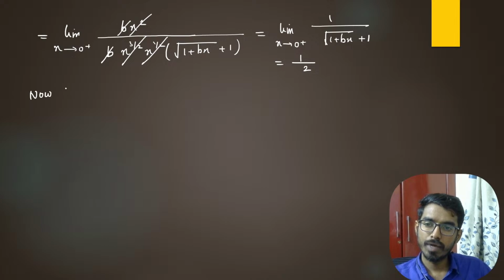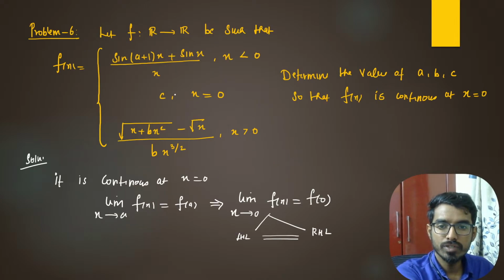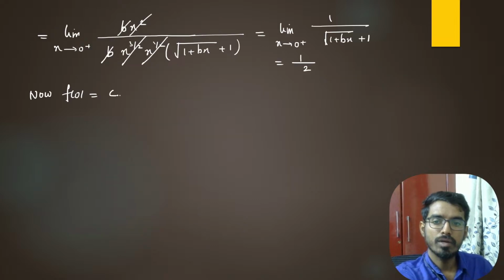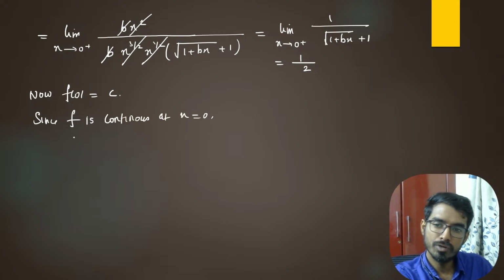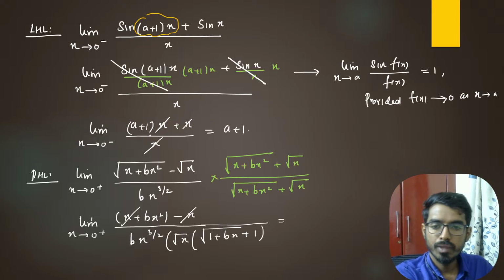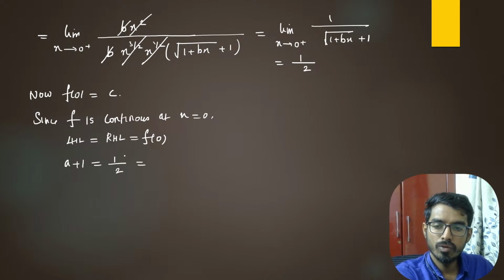Now what is the function value at 0? Function value at 0 is c, right? Since f is continuous at x equal to 0, your LHL, RHL and function value at 0 are equal. So what is your LHL? LHL is a plus 1. What is your RHL? It is 1 by 2.